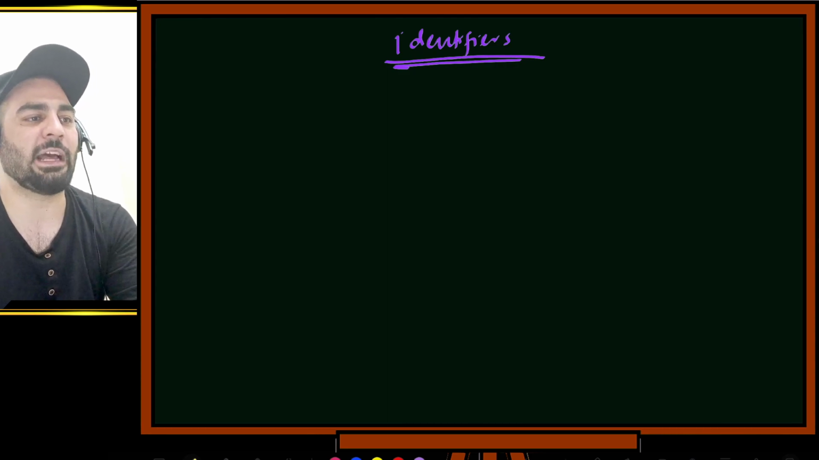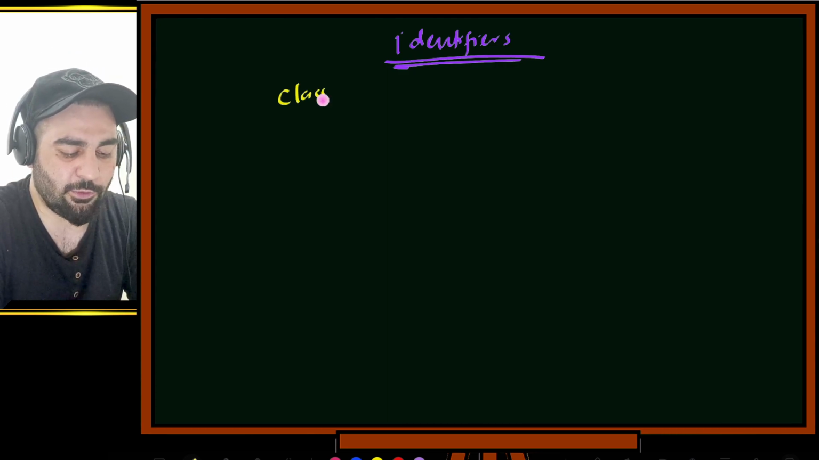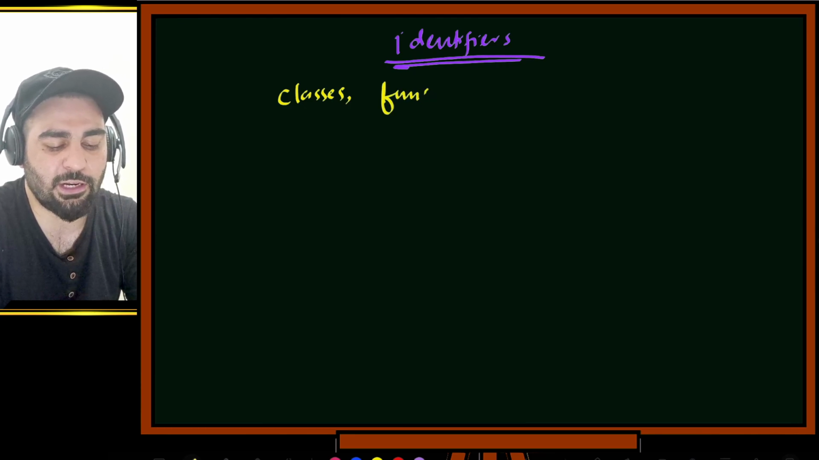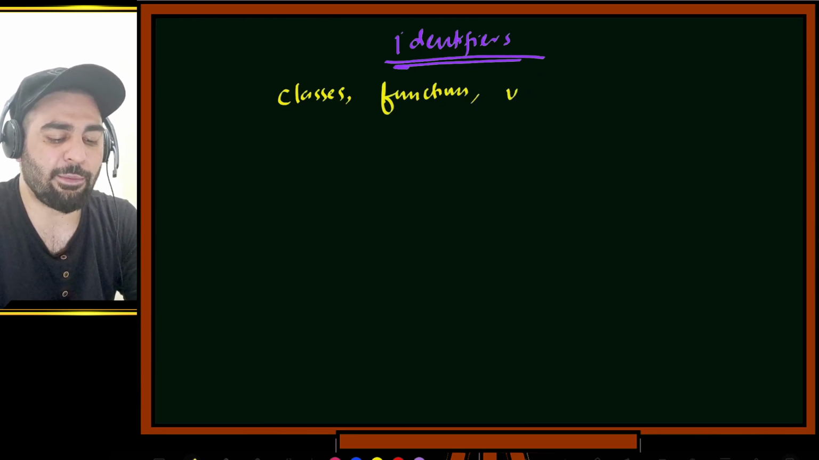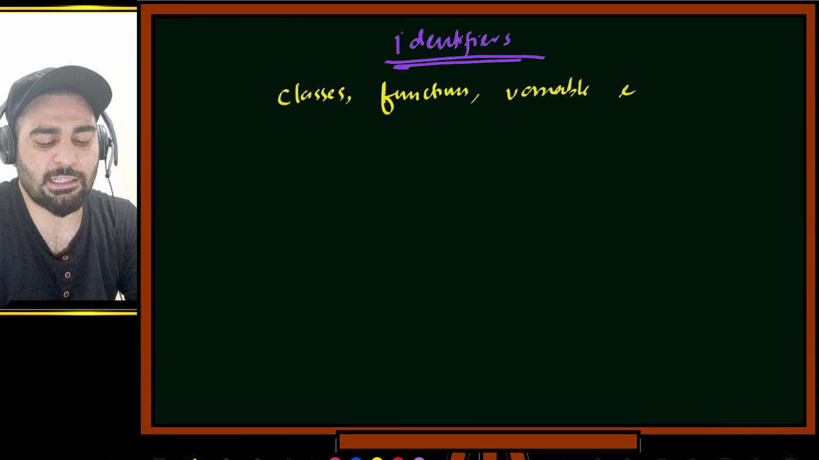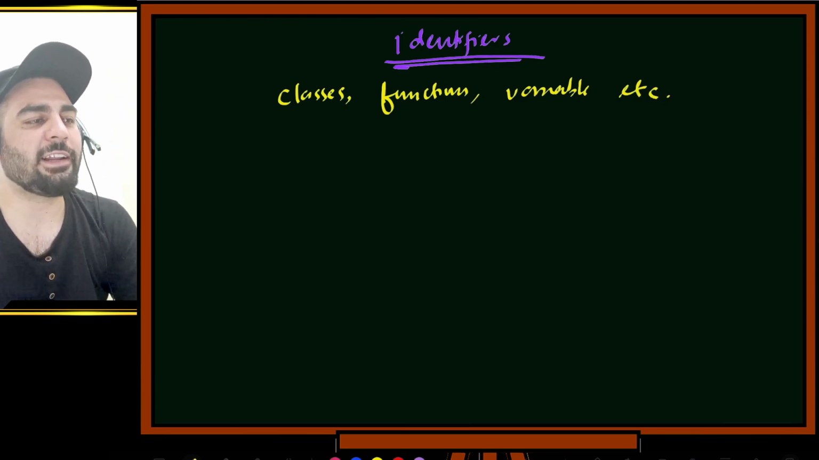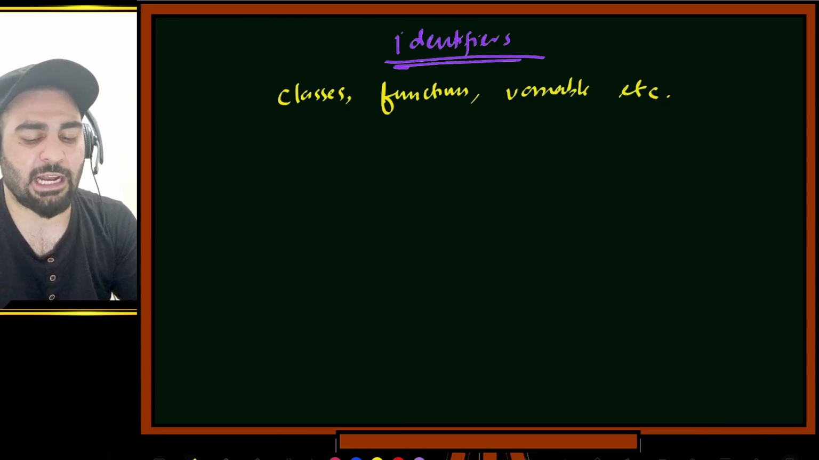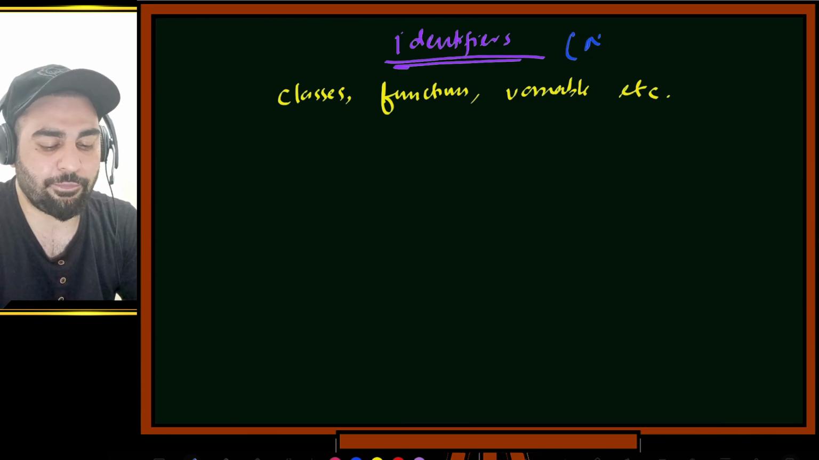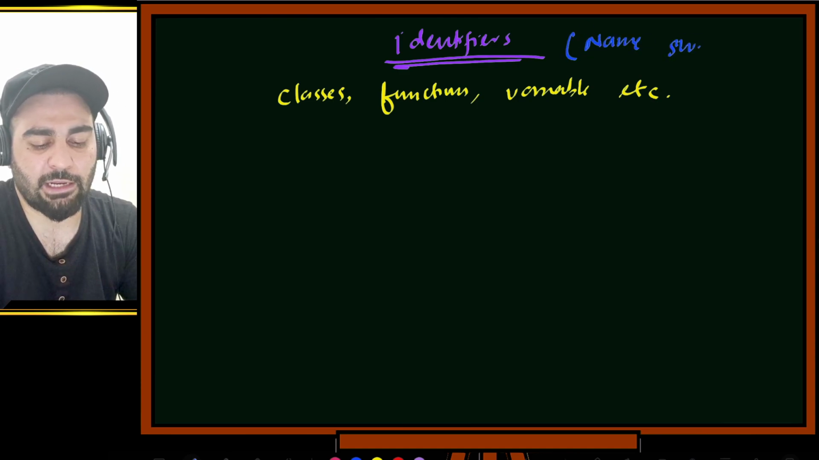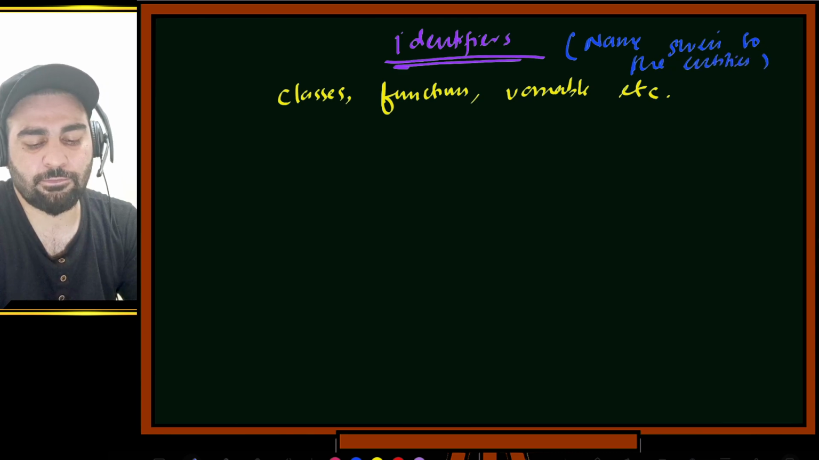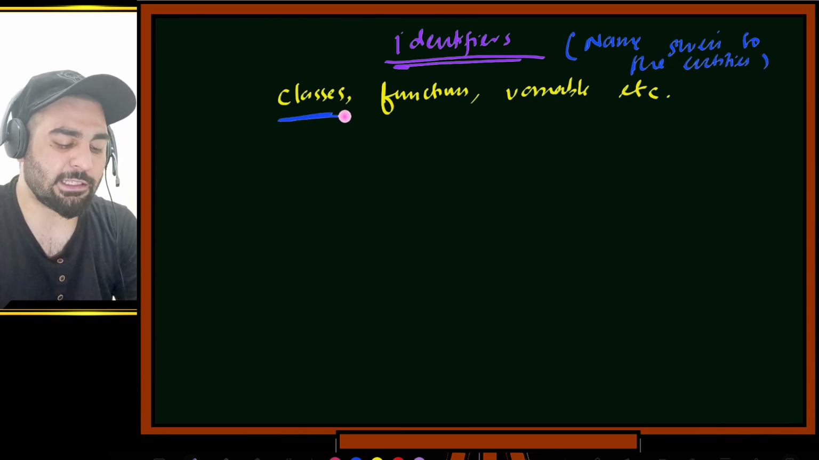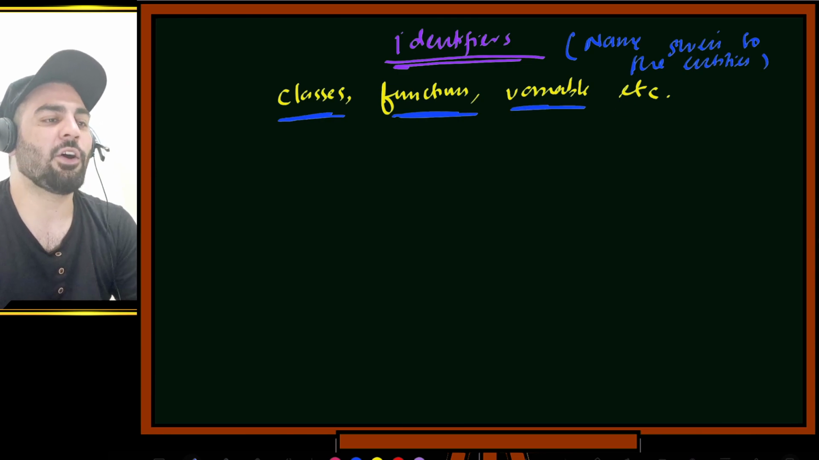The identifiers can be of many types. They can be classes, we'll see what classes are. They can be functions, we'll also read in detail what functions are, or maybe variable names, or things like that. So an identifier is basically a name that is given to these entities. What can entities be? They can be classes, functions, variables, or something else.